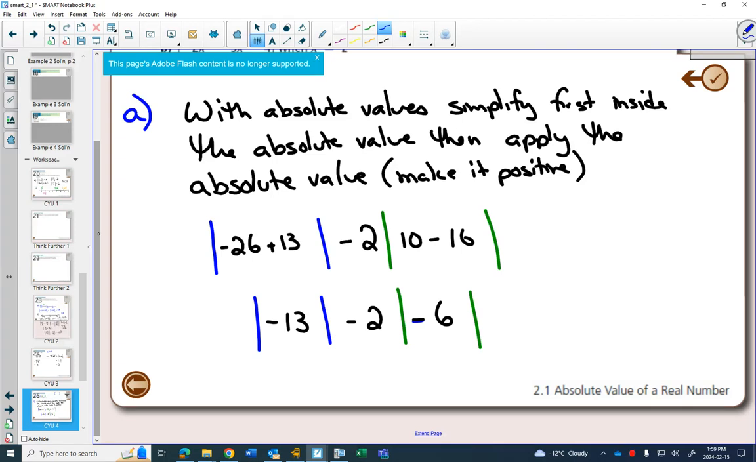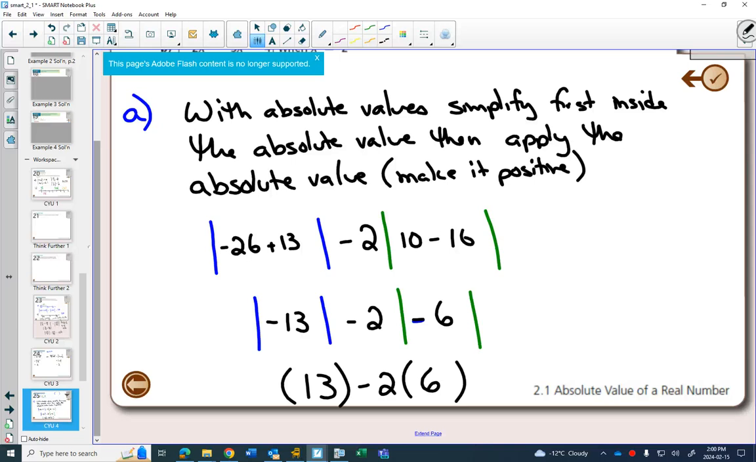What is the absolute value of -13? Sometimes it's nice to put brackets when you evaluate this. Absolute value of -13 is positive 13. Then I have -2 times absolute value of -6 is positive 6. So I simplified inside first. Then I applied the absolute value.